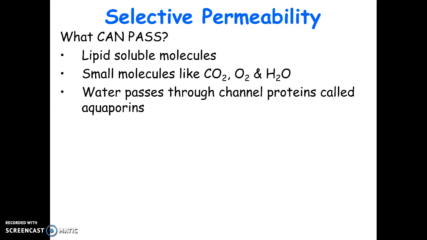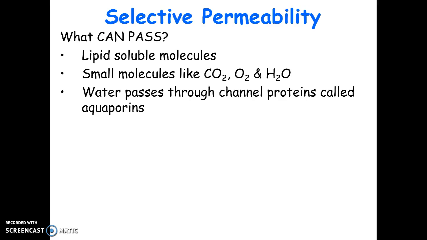They always list water, but technically water does not pass through the phospholipid bilayer. Water actually passes through special channels. And it sounds like I made the word up, but I did not. It's aquaporins, like water pores. They're literally protein channels that do nothing but allow water to pass through. Energy is not required for that. Water will naturally flow just like through a tunnel, so water can go in both directions through these freely.